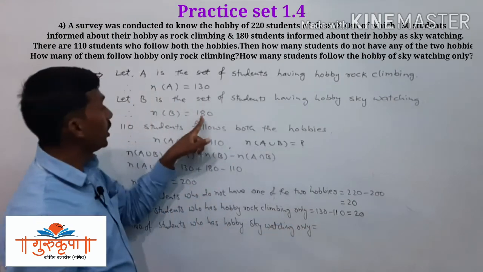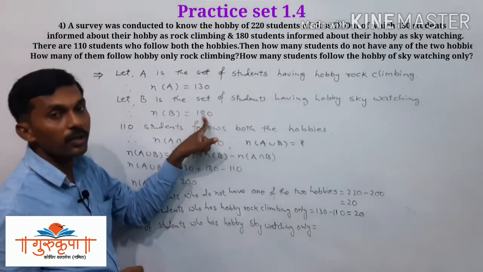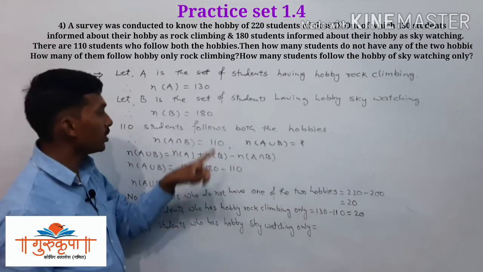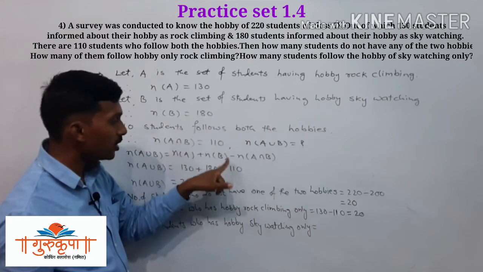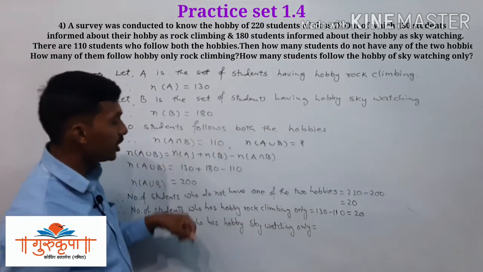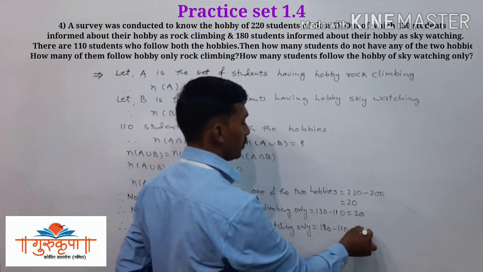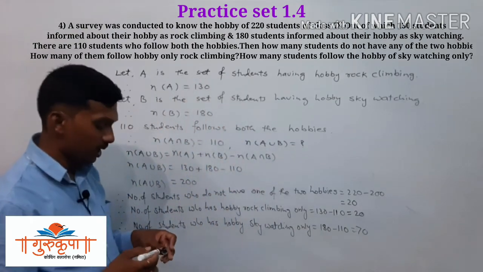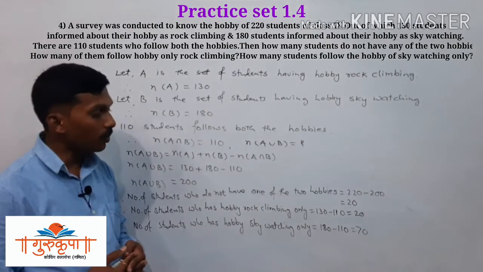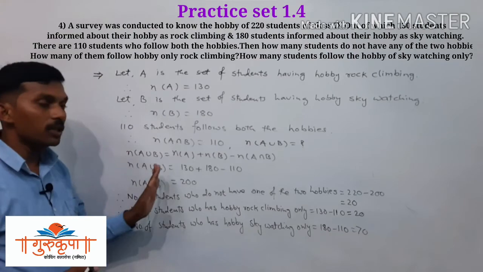Now 180 students have hobby sky watching, but we have to find only the number of students having only the hobby, that is sky watching. So this 180 minus common number of students having both the hobbies, that is 110. 180 minus 110 is 70. 70 students are there who has hobby sky watching only. So here we get the answer of all the three questions.